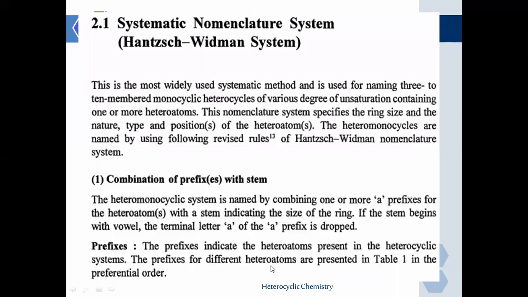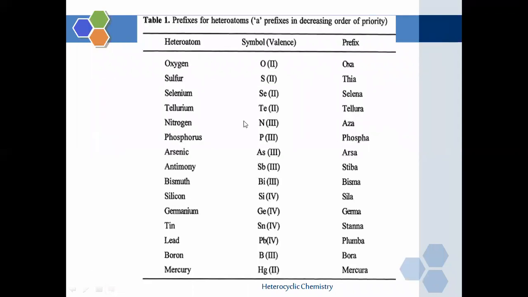The prefixes for the different heteroatoms are present in table number 1. This table gives the information about which heteroatom is present in the ring, which symbol we are going to use, and what type of prefix we are going to use while naming that compound. I think we have already discussed this table; again, we will revise some.